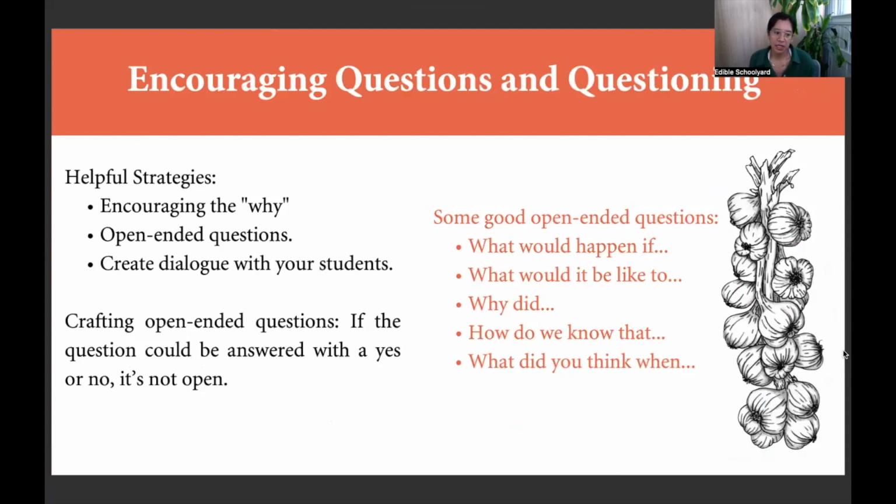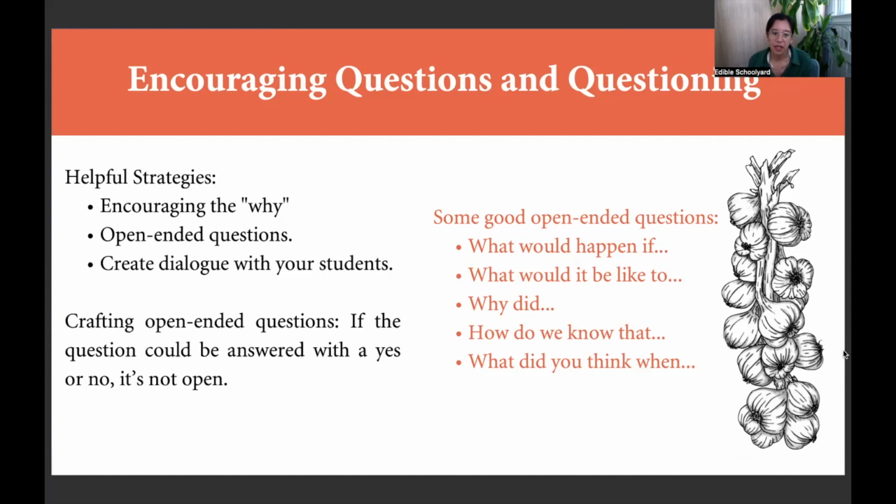Now I'm going to talk a little bit about the idea of encouraging questions and questioning. Really thinking about the helpful strategies of encouraging the why, saying, why do you think this happens? Or why does this matter? I think asking open-ended questions, so those are questions that have multiple answers, and in some cases maybe unanswerable. It's about creating dialogue with your students, being in exchange with your students about what they're learning.